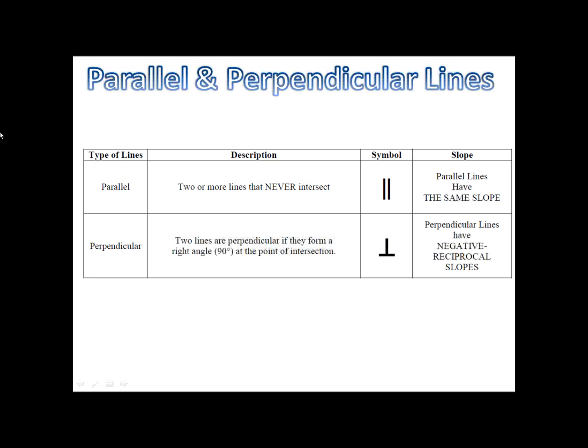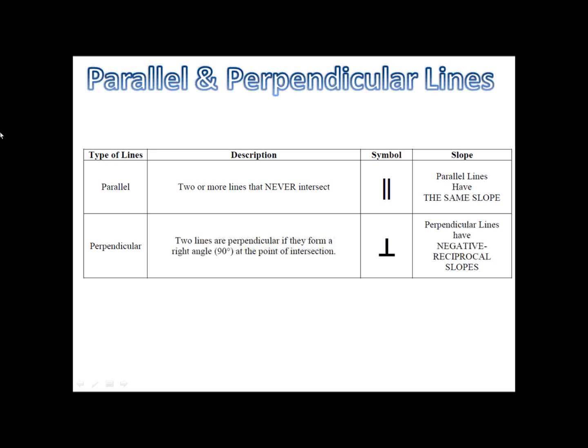They run right alongside each other infinitely. You could think of a set of railroad tracks, for example, as being parallel. Parallel lines are given by the symbol of two little parallel lines straight up and down. The important thing to remember about parallel lines is that they have the same slope. If two lines are parallel, the slopes are identical.